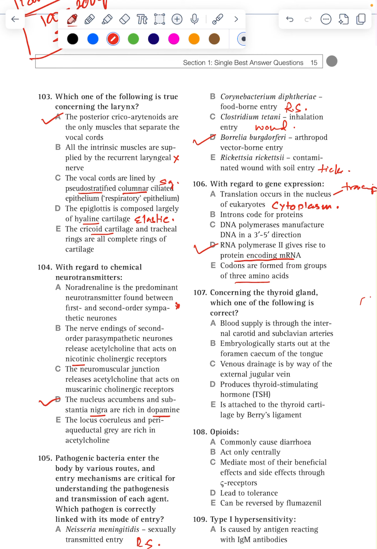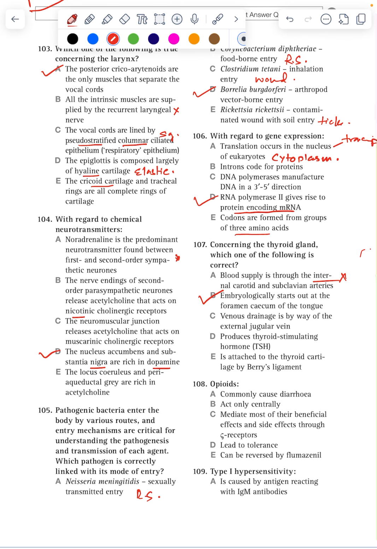Concerning the thyroid gland, which one of the following is correct? Blood supply through the internal carotid and subclavian arteries. Internal carotid is not correct, it is the external carotid artery. Embryologically it starts at the base of the foramen cecum of the tongue. This is correct. Venous drainage by way of the external jugular vein? No, it is into the internal jugular vein. Produces thyroid stimulating hormone? Thyroid produces T3 and T4. Attached to thyroid cartilage by Berry's ligament? It's not by Berry's ligament.